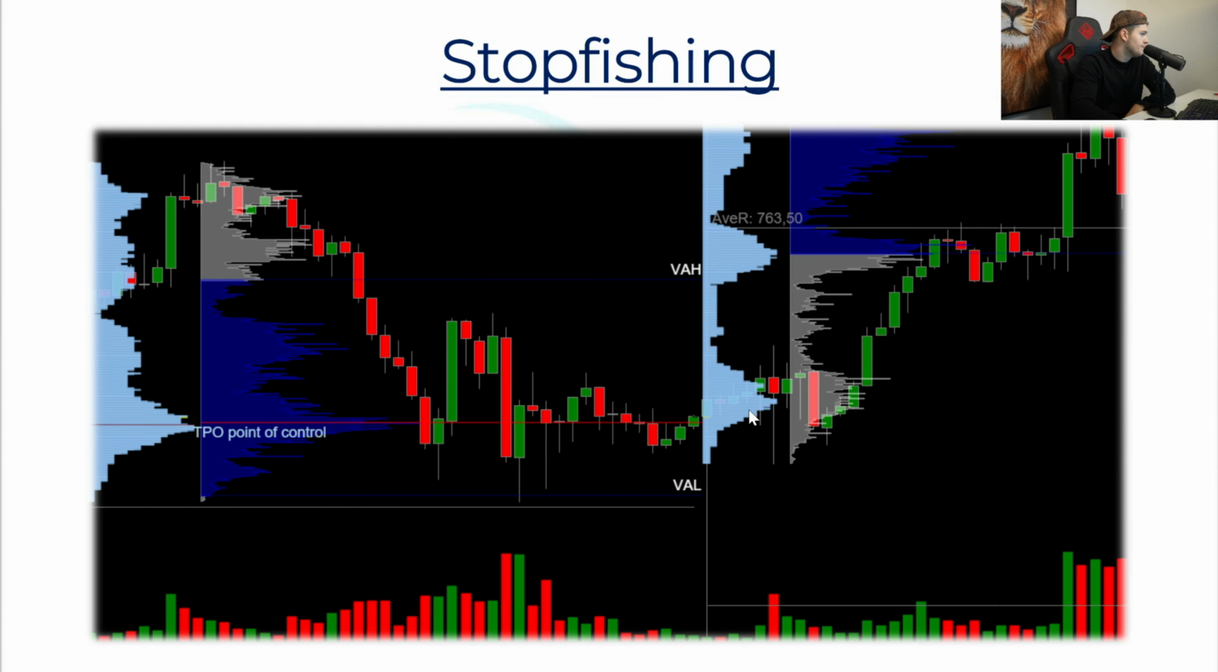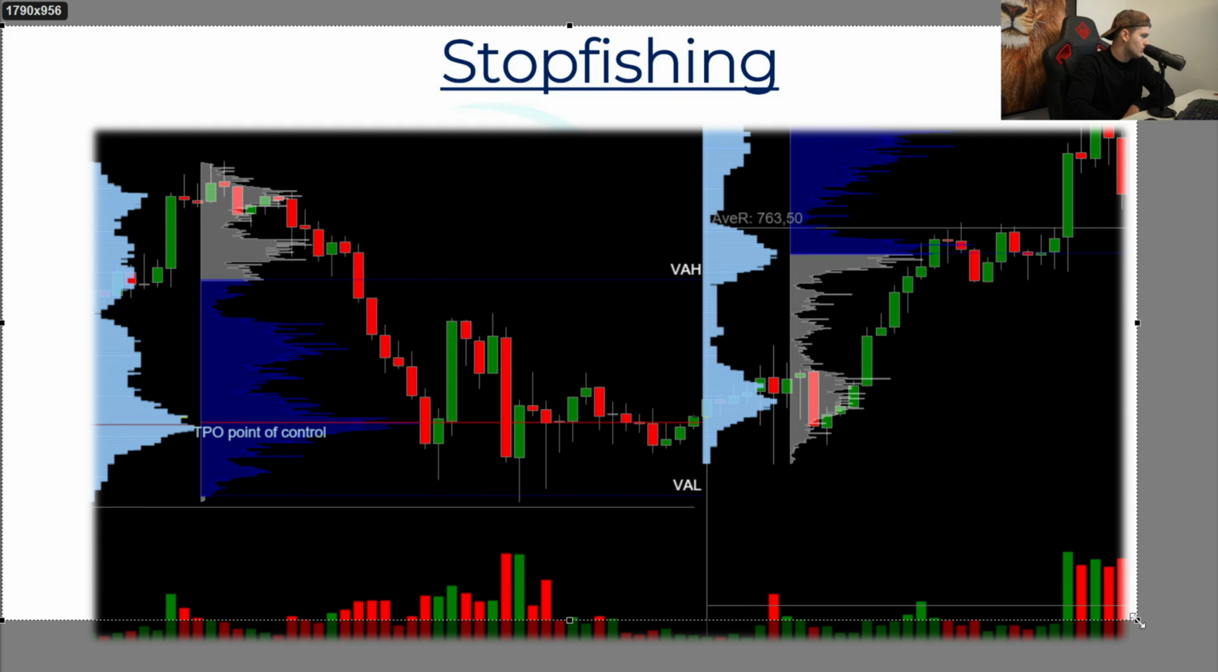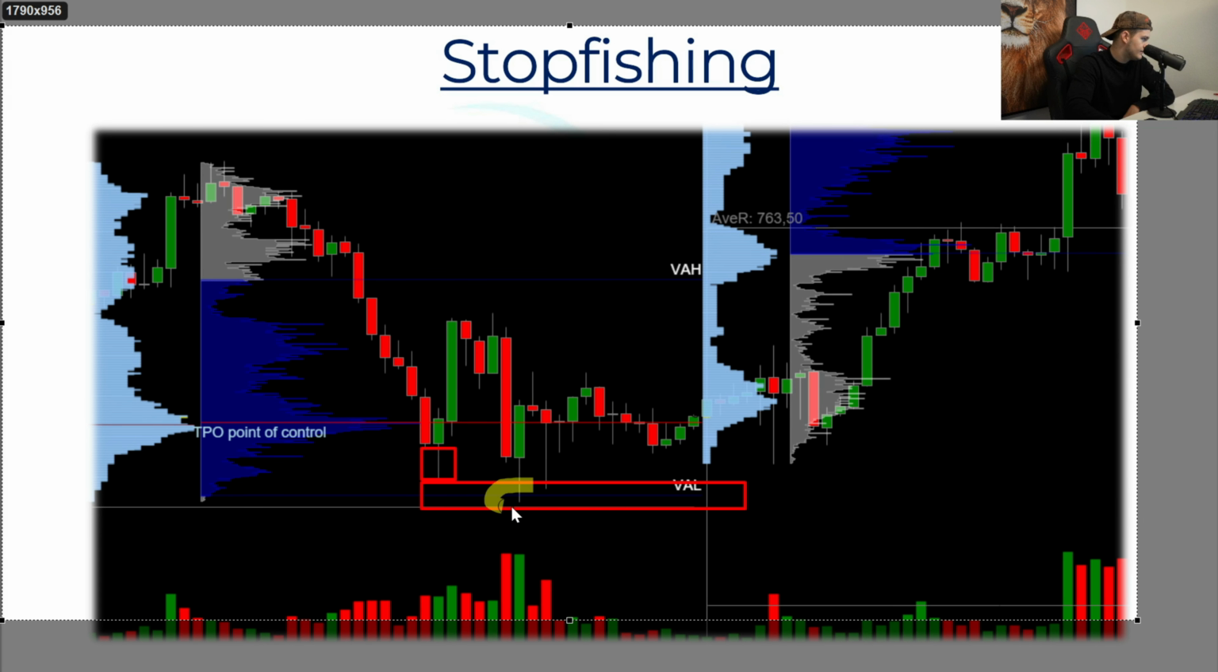So our next trap would be stop fishing, and stop fishing is also really common. I think many of you guys know it because it's the most common trap of retail traders getting trapped. So we always have to identify a low, and then we have to look at what the low indicates to us. In this example, this is our buying tail and our low is down here. And you can see liquidity is fished here.